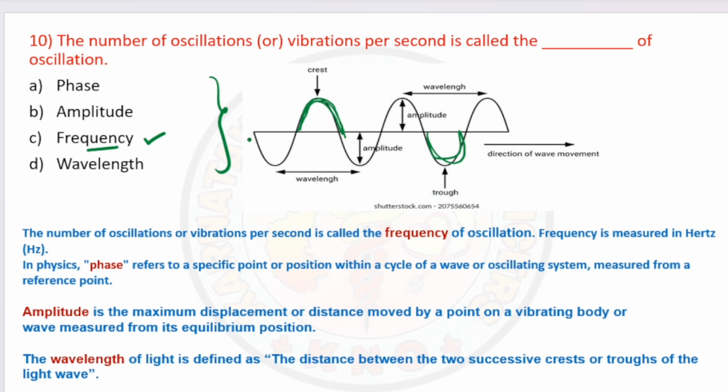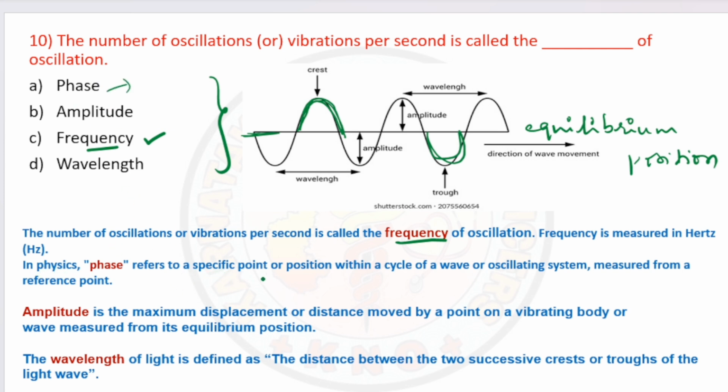Okay. So the middle line is called the equilibrium line or equilibrium position. So these are the characteristics of a wave. The number of oscillations or vibrations per second is called frequency of oscillation. So here option C, frequency, is the correct answer, and frequency is measured in hertz. Okay. So what is phase then?